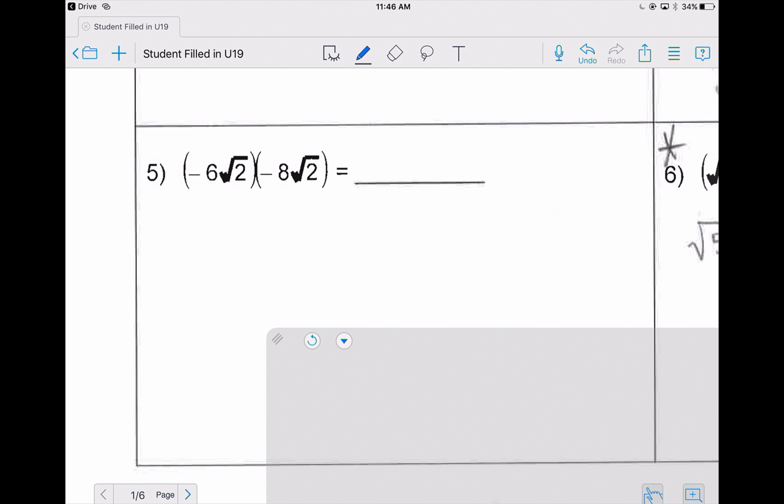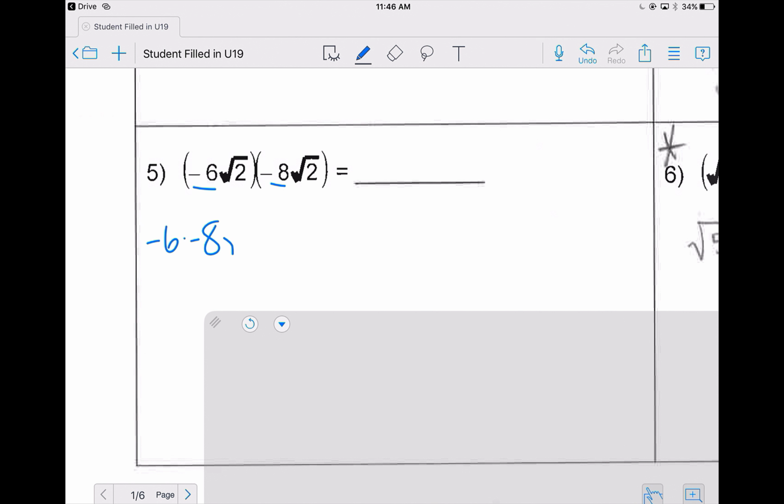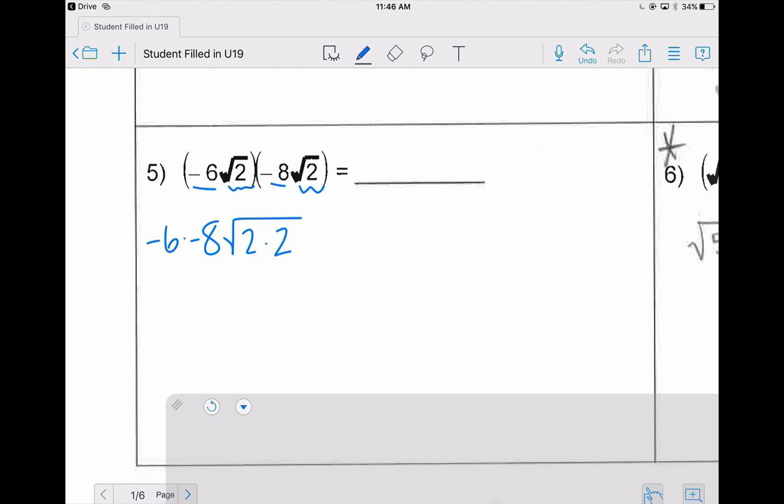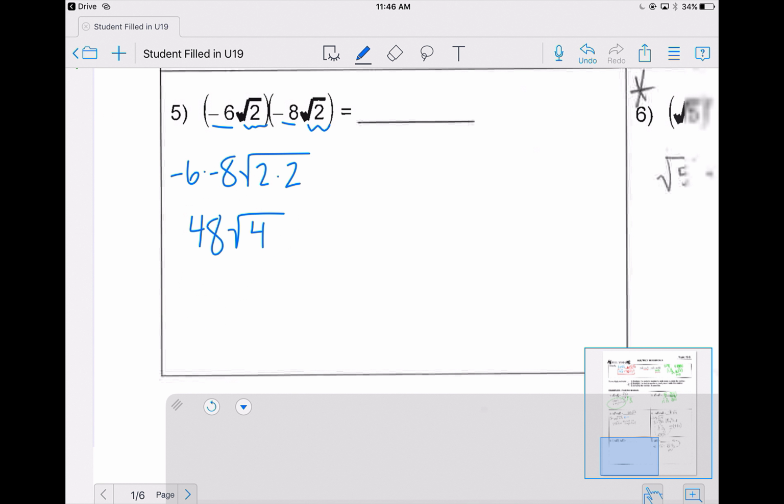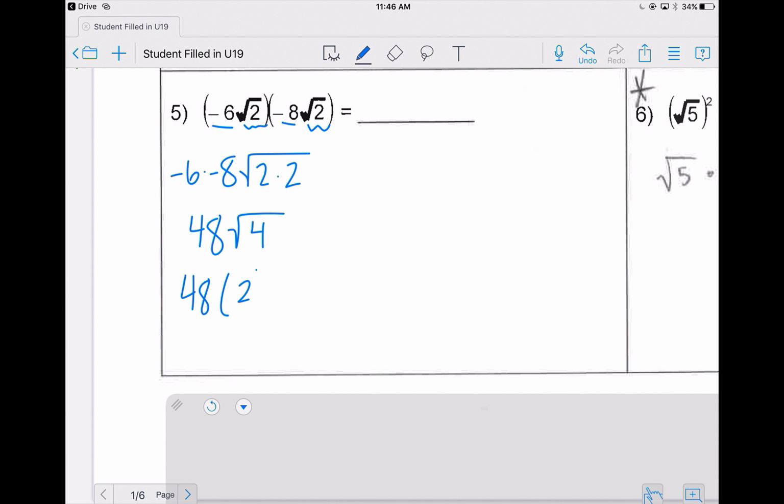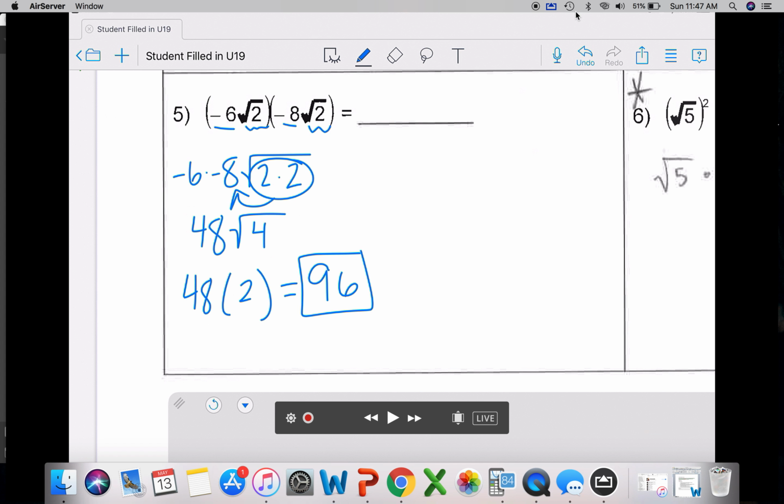Okay. So outside with outside, negative 6 times negative 8 is going to go outside, inside with inside, 2 times 2. So negative 6 times negative 8 is a positive 48. Inside 2 times 2 is 4. Now we know the square root of 4 is 2. And you could also say there's a pair here, so I'm going to move it outside. However you see it. 48 times 2 is 96, and that's my answer.